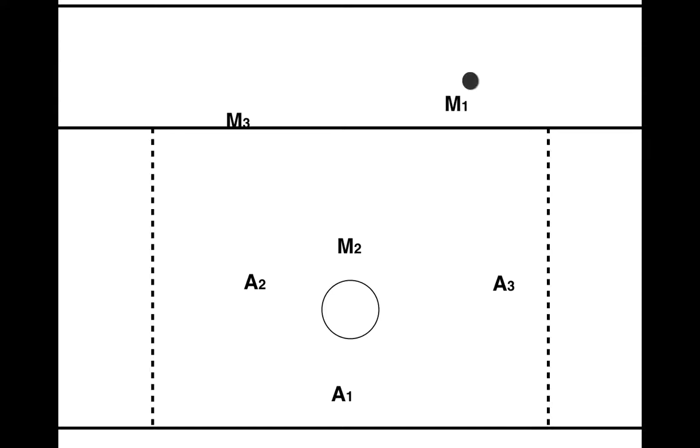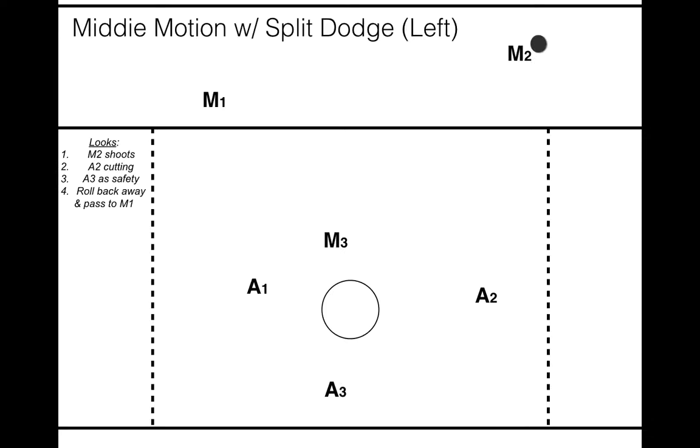And there's an example. So let's take a look at a couple of plays from both sides of the field. First off, we'll look at a midi motion with a split dodge to his left hand. In this scenario, we have M2 with the ball. Notice he's backed up pretty high. He's almost at the midfield line. He wants to get a good running start at his defender.